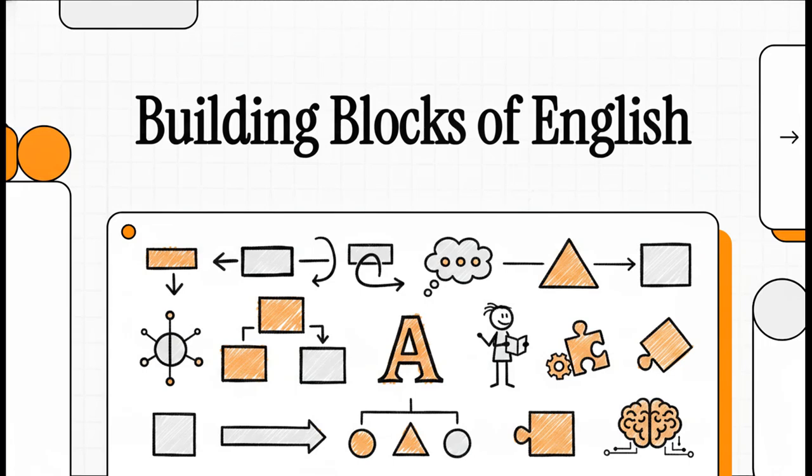Let's jump right into this explainer and demystify the absolute fundamental building blocks of the English language. Whether you're a native speaker just brushing up on the basics, or you're tackling English as a second language, mastering how words and sentences actually fit together is incredibly empowering. We're going to break down these essential parts of speech and see exactly how they construct meaning.